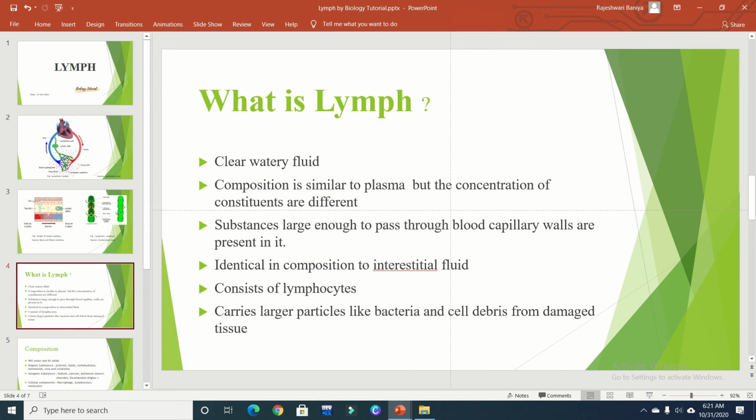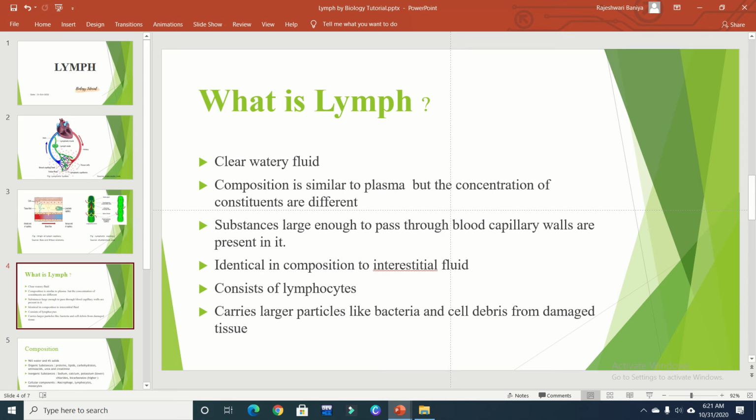What is lymph? Lymph is the clear watery fluid and its composition is similar to the plasma because the fluid is derived from the plasma, but it may differ slightly in the concentration of the constituents. It may differ in the proteins present in it. The substances are large enough that they cannot pass through the blood capillary wall. So, in order to compensate for that, there is the role of the lymphatic system.